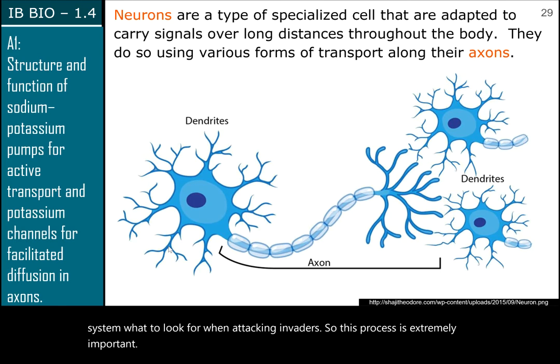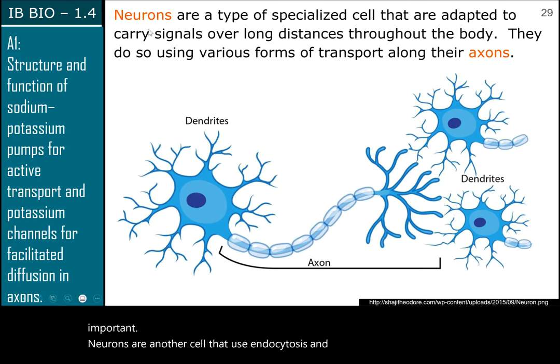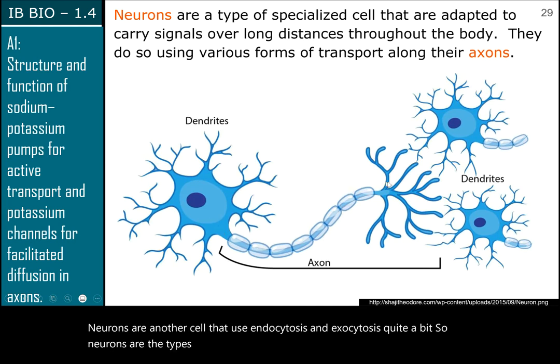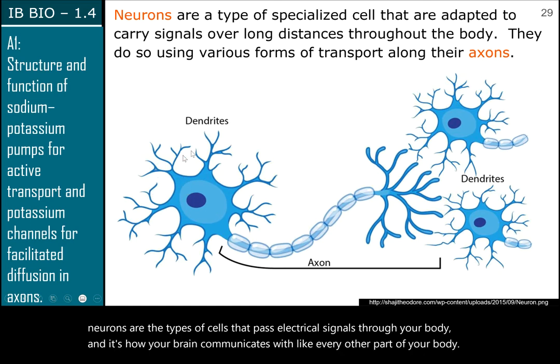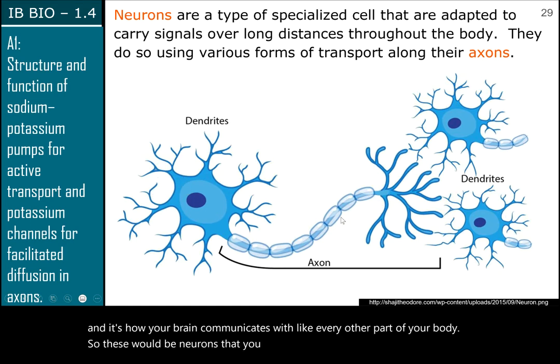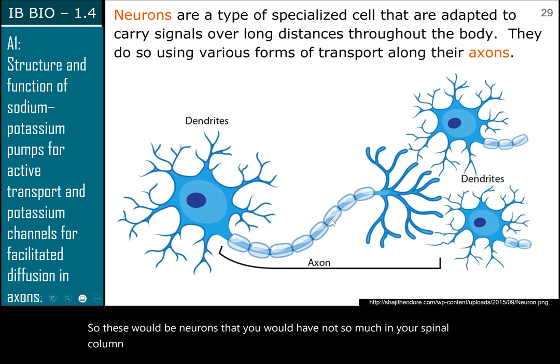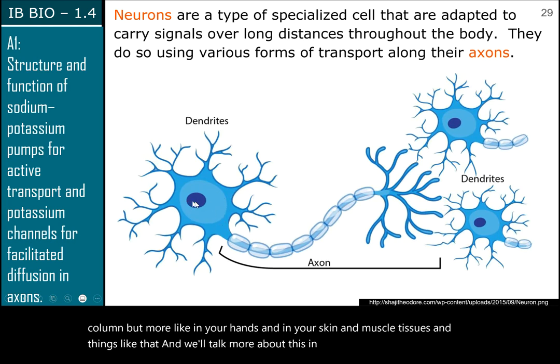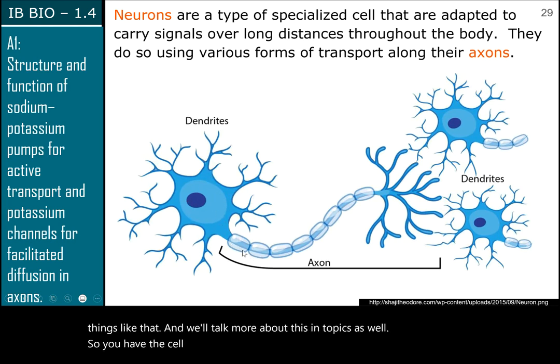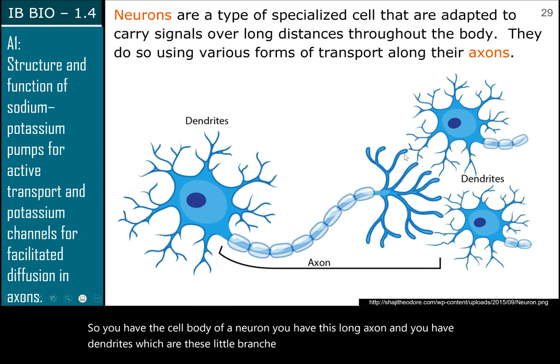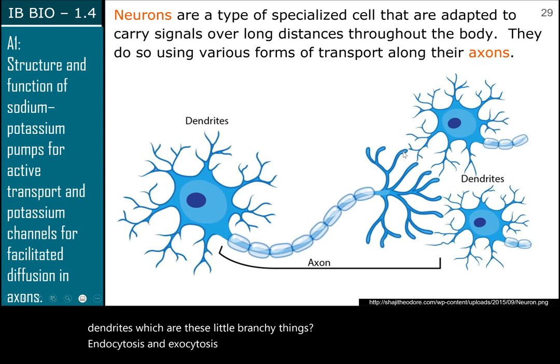Neurons are another cell that use endocytosis and exocytosis quite a bit. Neurons are the types of cells that pass electrical signals through your body, and it's how your brain communicates with every other part of your body. So these would be neurons that you would have not so much in your spinal column, but more in your hands and in your skin and in muscle tissues. And we'll talk more about this in topic 6 as well. So you have the cell body of a neuron, you have this long axon, and you have dendrites, which are these little branchy things. Endocytosis and exocytosis are used to propagate signals across the synaptic cleft from one cell to another.